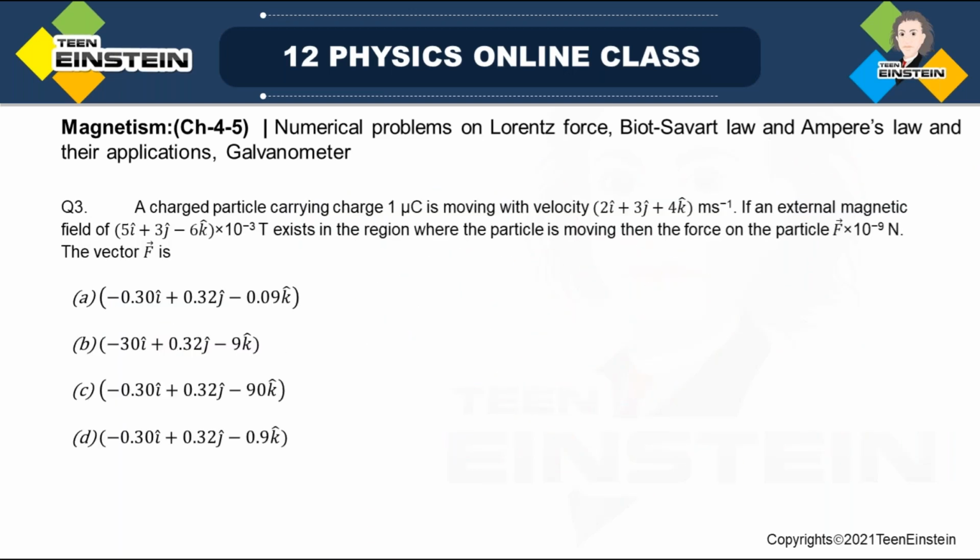Okay, we'll move on to the next problem. This is another interesting problem. This is very easy. A charged particle carrying charge 1 microcoulomb is moving with velocity 2 i cap plus 3 j cap plus 4 k cap. Okay, this is 3.